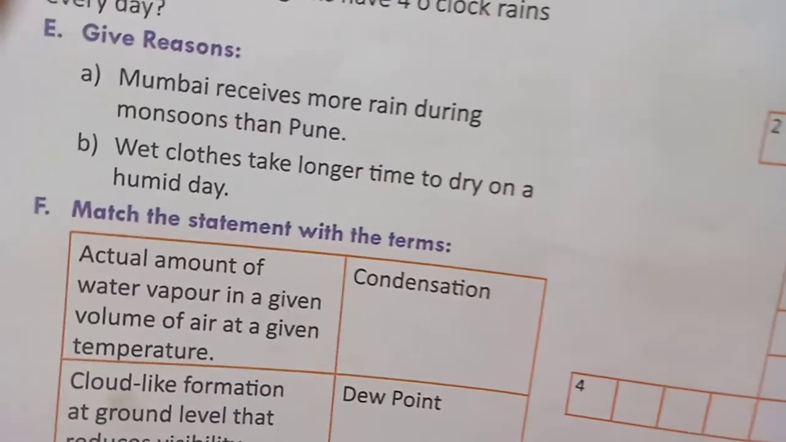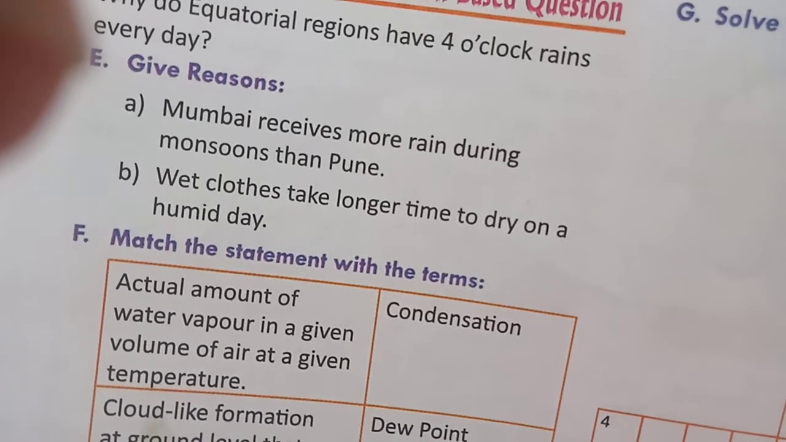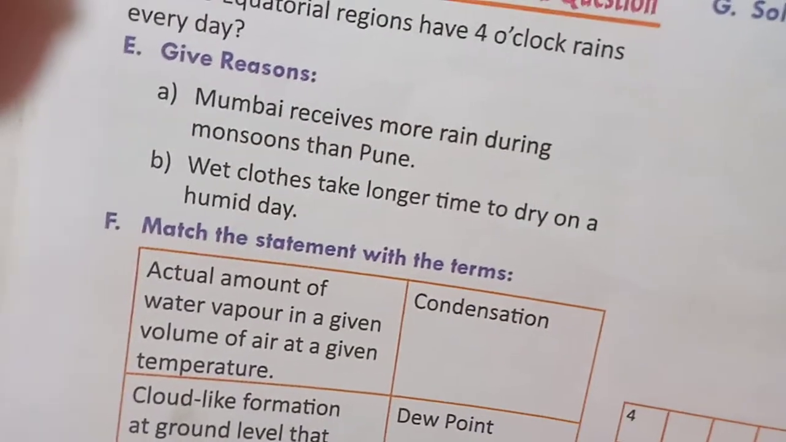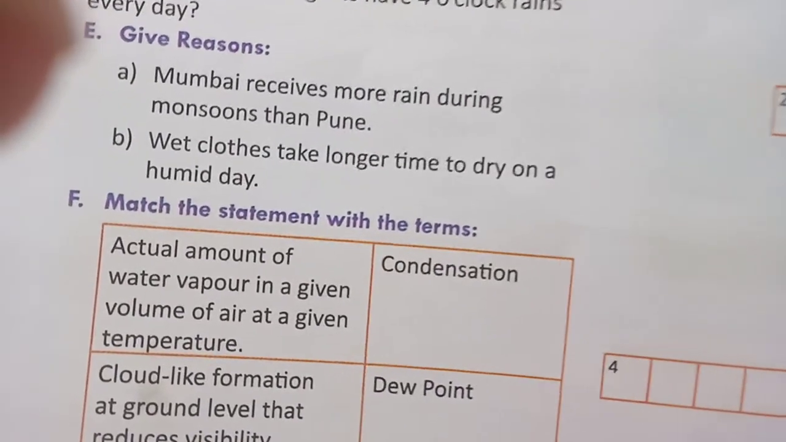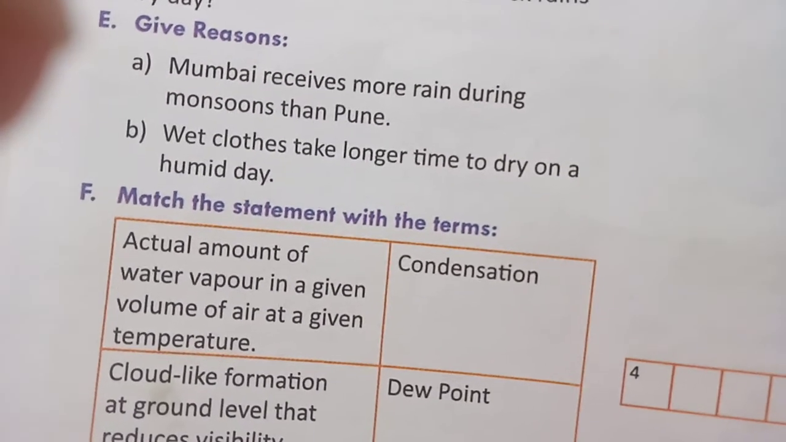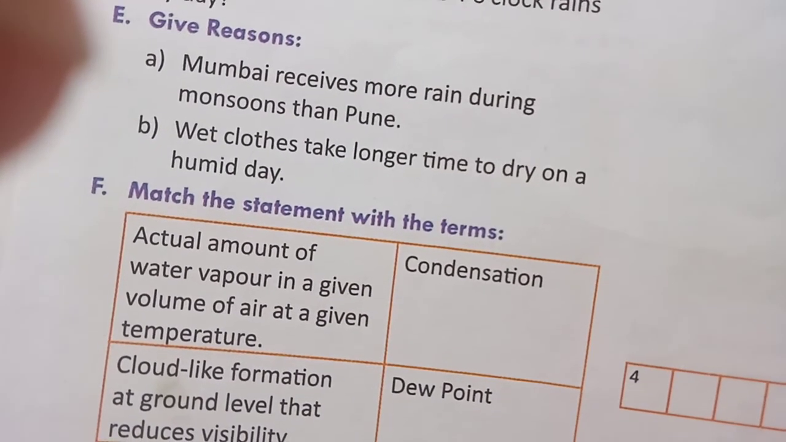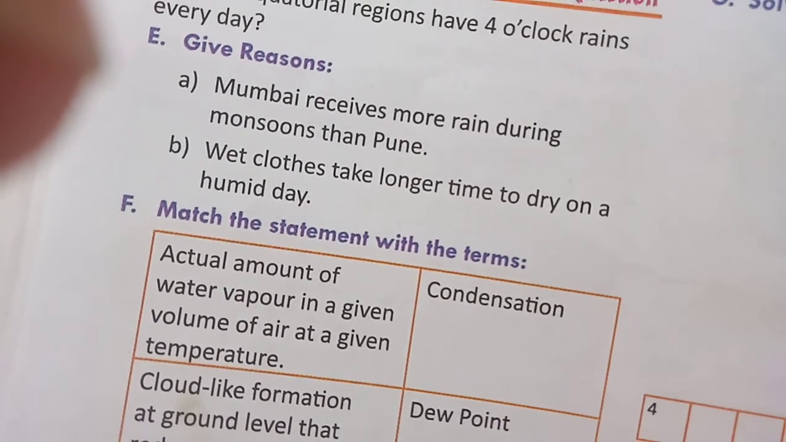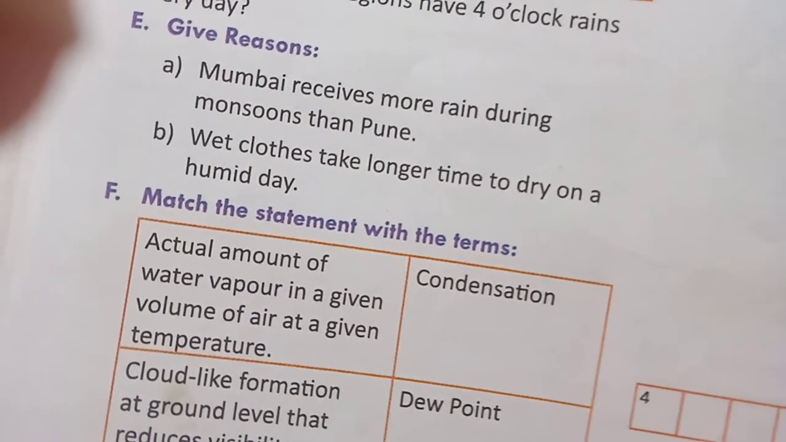Okay. Mumbai is situated on the windward slope of the Western Ghats and so it receives more rainfall, whereas Pune lies on the leeward side. This is due to difference in location. Clear this one? And the next one, wet clothes take longer time to dry on a humid day. So students, wet clothes take longer time to dry on a humid day because the air has a lot of water vapor and so it cannot accommodate the water vapor created by the wet clothes. So the water remains in the clothes for a longer time.